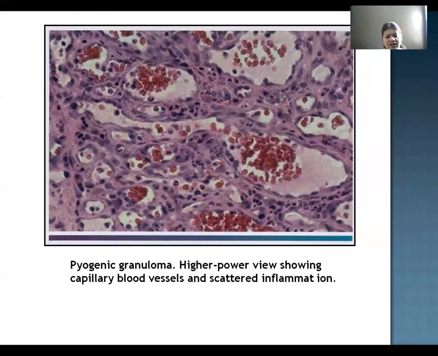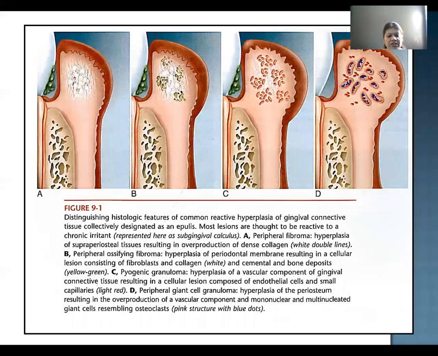Pyogenic granuloma can show capillary blood vessels and scattered inflammatory cells. The distinguishing histological features of common reactive hyperplasias of gingival connective tissue are collectively described here. Most lesions are thought to be reactive to chronic irritation.